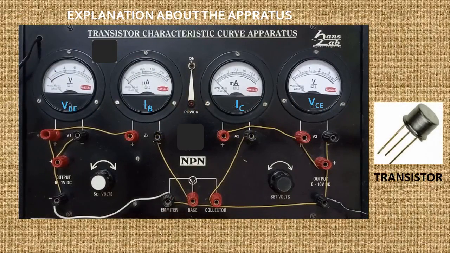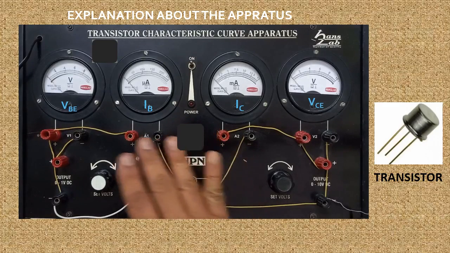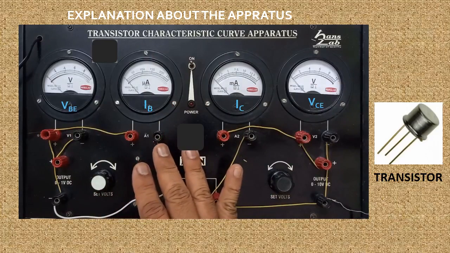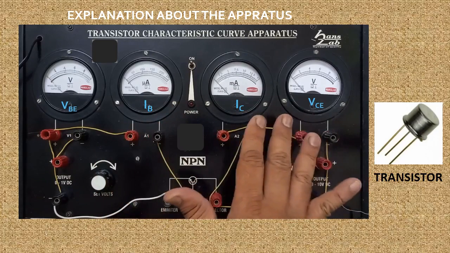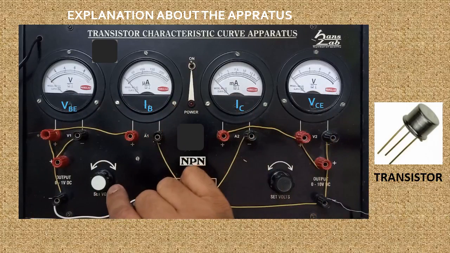In this presentation, I am going to explain how to measure the three parameters of the NPN transistor. To measure the three parameters of the transistor, we are going to use this apparatus. In this apparatus, four meters are used: two voltmeters and two ammeters.